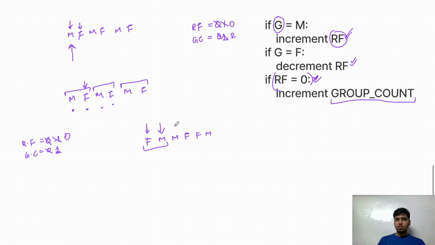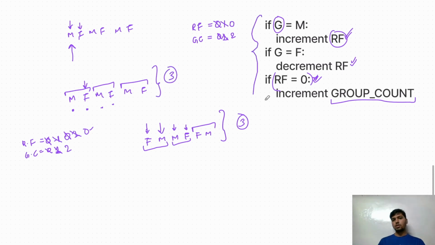Okay, now again we got one male, so RF, required female, will be incremented to 1. Then we got one female, so RF will be decremented to 0 again. So as it is again 0, we'll increment our group count by 1, so now it will become 2. And similarly here we can see that we can form a total of 3 groups. So in this condition also the output is 3, and here also the output is 3. I hope this logic is clear to you.